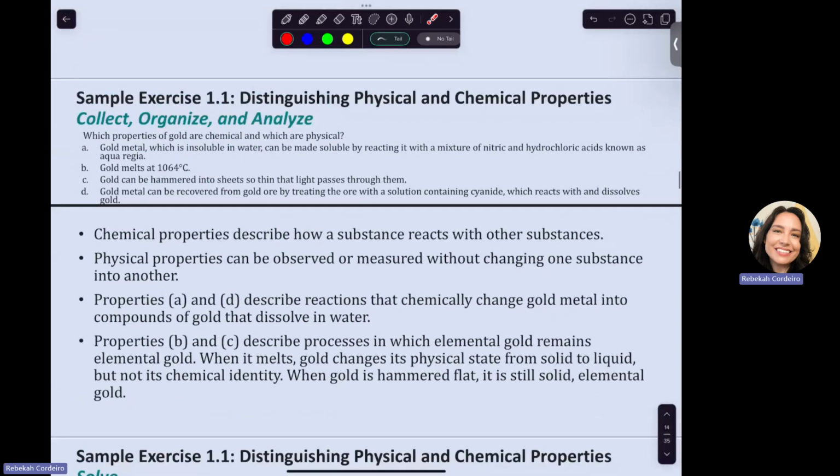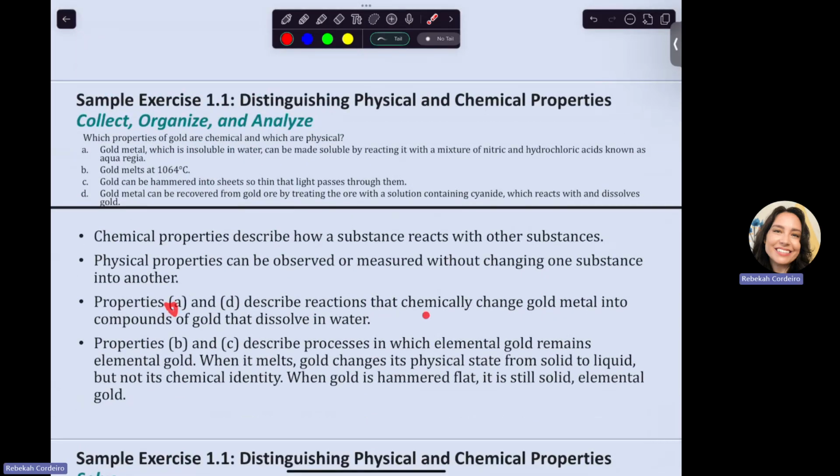So if you said that A was chemical, B was physical, C was physical, and D is chemical, that's correct. So gold metal can be made soluble by reacting it. That's a chemical change. Melting, even though it changes state of matter, it's still gold. Solid gold and liquid gold, same thing.